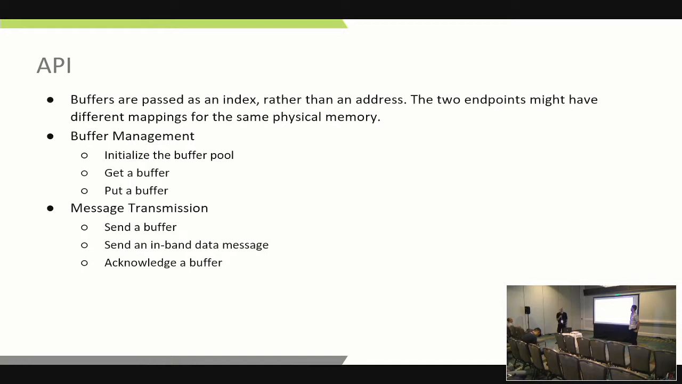And then buffer management APIs. Initialize a buffer pool, get a buffer, and put a buffer. There really doesn't need to be too much more than that. There's some sort of free list management because you obviously want to check to make sure you're not trying to put back a buffer that wasn't gotten, or get a buffer that's already in use, or you've already run out of buffers. And then message transmission. You send a buffer, send an in-band data message, and acknowledge a buffer.